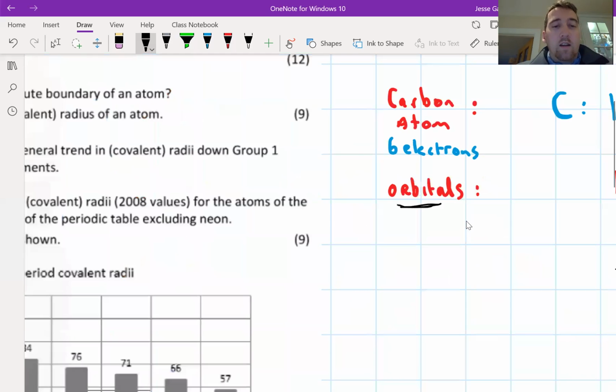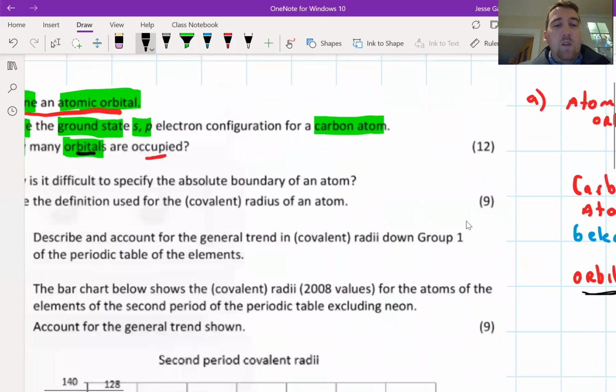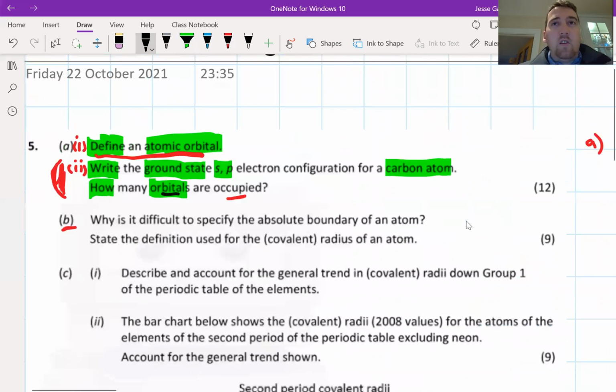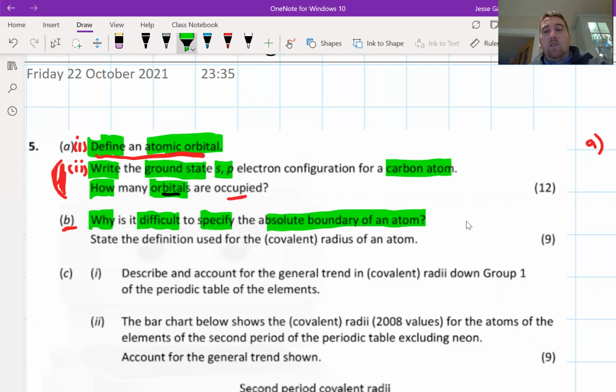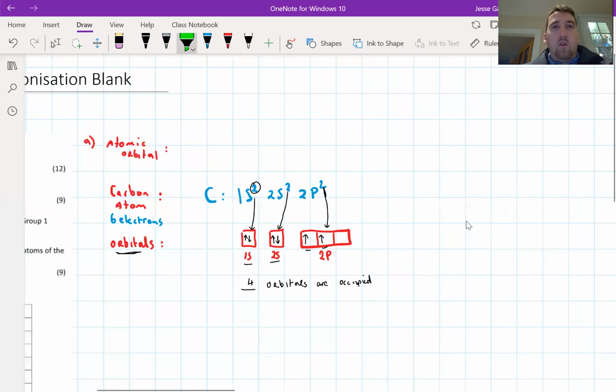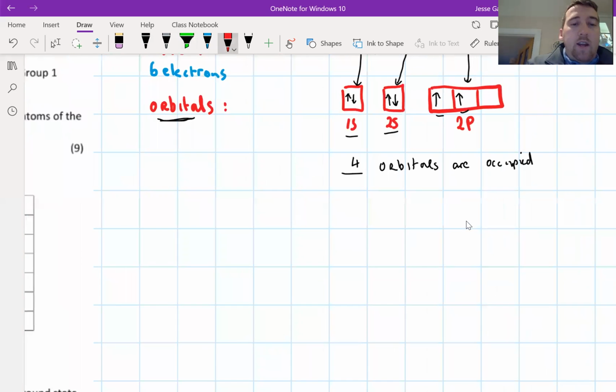Okay, let's go and look at the next one. Why is it difficult to specify the absolute boundary of an atom? Why is it difficult to specify where the edge is, in other words, the absolute boundary of an atom? Okay, so again, we have seen this question before. So we're writing, this is part B, and we're writing about boundaries of atoms. Why is it very hard to say where the boundary is? Pause the video and write down what is it that makes it hard for us to tell where the edge of the atom is.